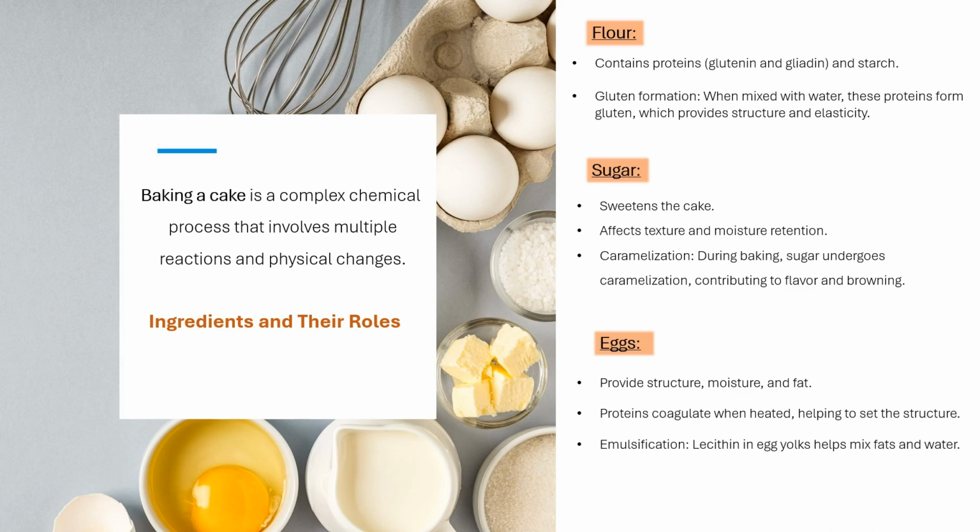Baking a cake is a complex chemical process that involves multiple reactions and physical changes. Ingredients and their roles. We use flour, sugar, eggs, oil, and different ingredients. Let's see what their roles are. The flour contains proteins. There are two types of proteins, glutenin and gliadin. And in addition to the proteins, flour contains starch.